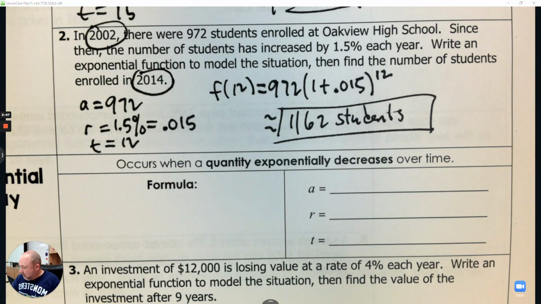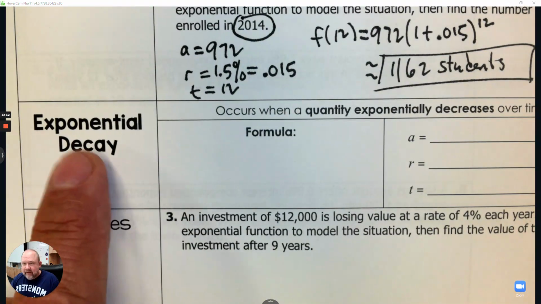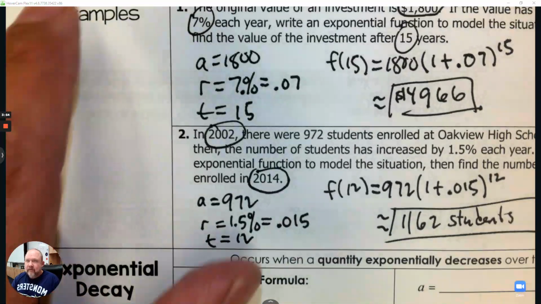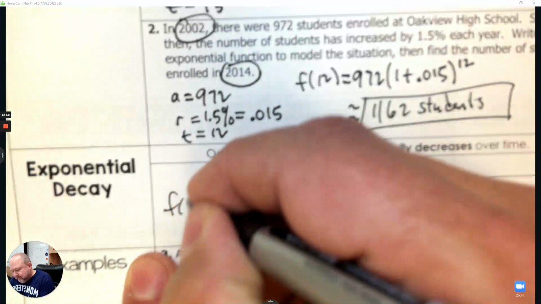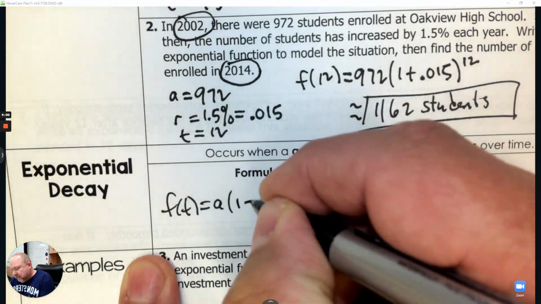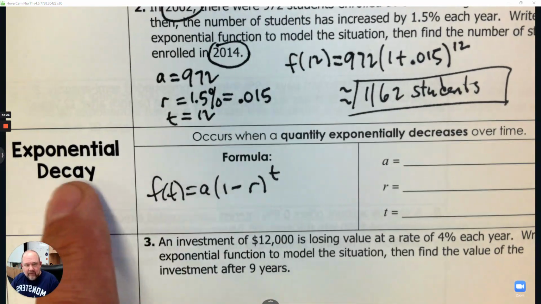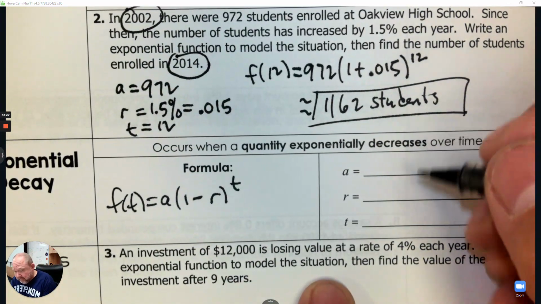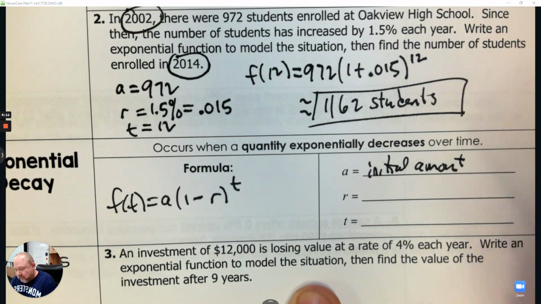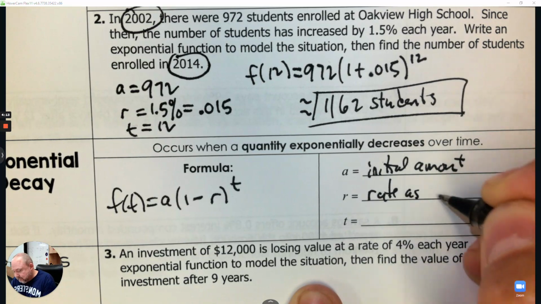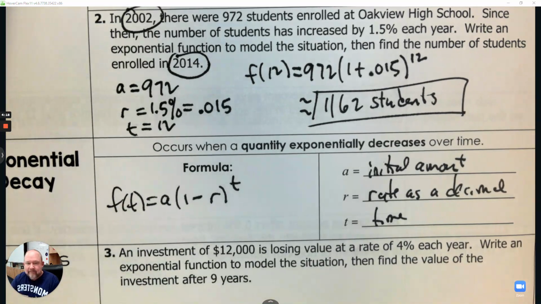All right, so that's growth. Decay means something's getting smaller. So this is getting smaller over time. This is getting larger over time. So similar formula. You'll see one difference between it. Instead of adding, we're subtracting when it's decaying. This represents the same thing. So the initial amount, the rate as a decimal, and T represents the time.